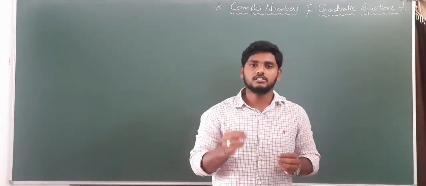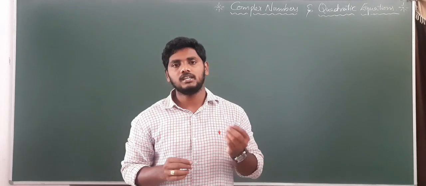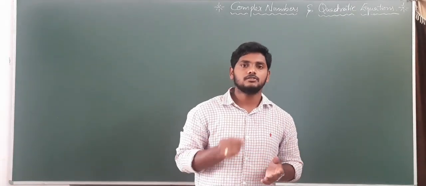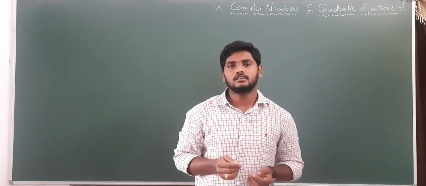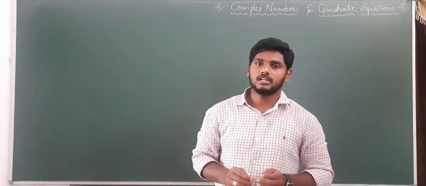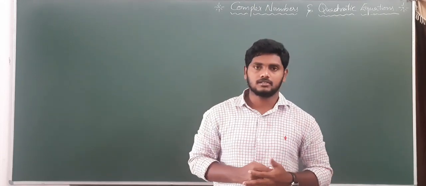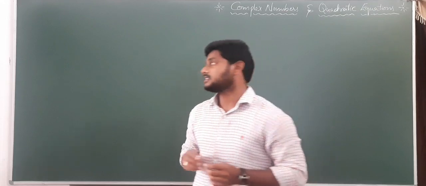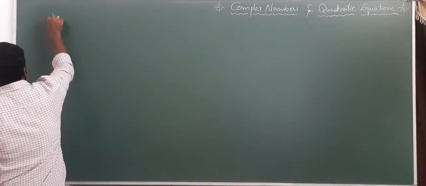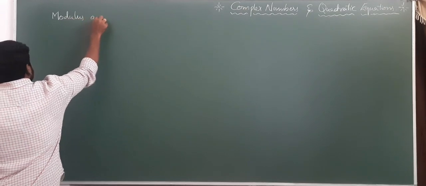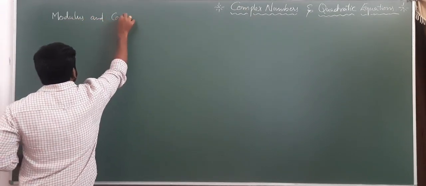Why? Because if the discriminant is greater than 0, we can find the roots, and equal to 0 we can find them, but what about less than 0? If it is less than 0, the square root of a negative gives a complex number, but those types of roots also we can find by using complex numbers. But today we will discuss the modulus and conjugate of a complex number.